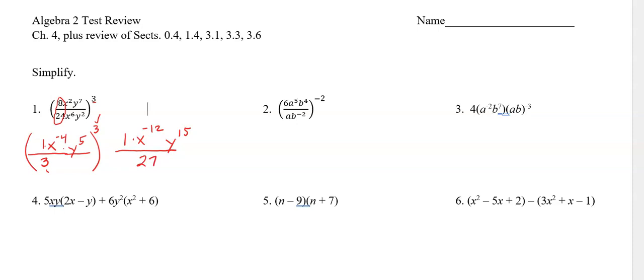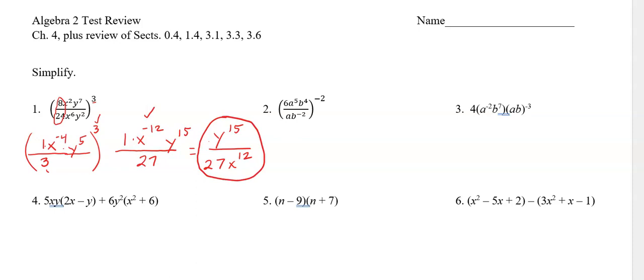So I'm almost done. The only problem is we've said in the past you never want to leave an answer with a negative exponent. And so to fix that, x to the -12 in the numerator can be changed to x to the +12 by moving it down to the denominator. If you put 1 here in front of y to the 15th, that would be okay, but we typically don't show a coefficient of 1. So that's my answer for that first problem.